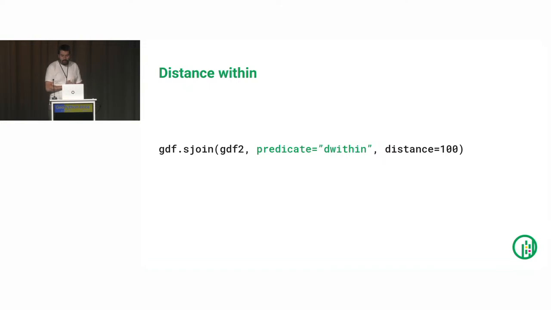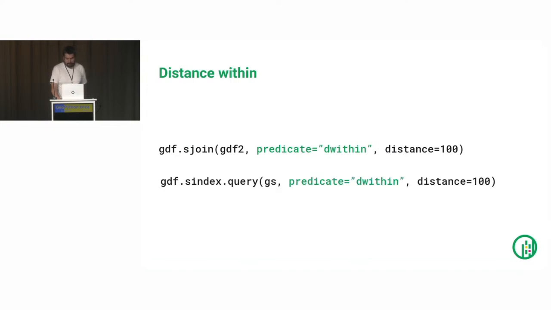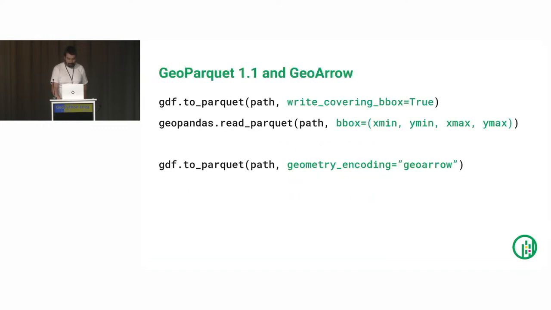We have included new predicates within spatial join and within spatial index query called dwithin, which stands for distance within. So if we are interested in joining data frames based on distance, you don't have to do a buffer and then intersects any longer. You can use dwithin with an additional distance argument, and it's going to use the spatial index, and it's going to be much faster than building the buffer yourself and doing the intersections, and more memory efficient. The same if you want to use the lower level API, it's exposed in the sindex query.